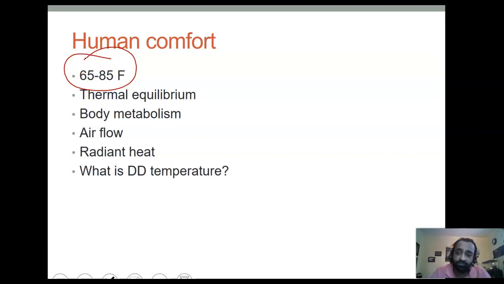That is in terms of temperature. Thermal equilibrium, again, temperature will move from hot to cold. We want to always go to equilibrium. So if you put a hot object and a cold object, eventually they will equalize.